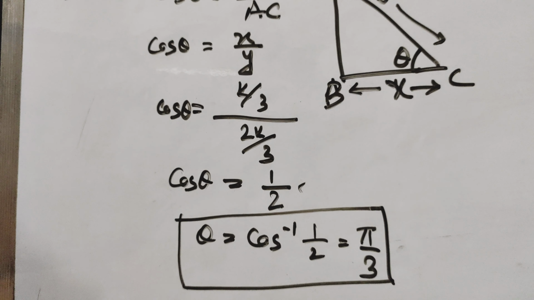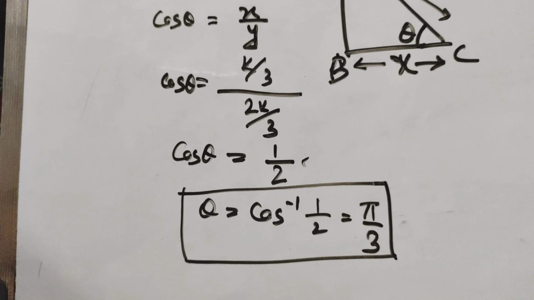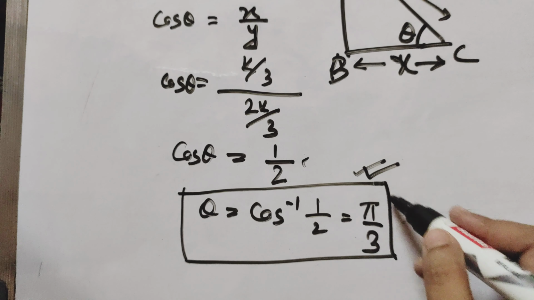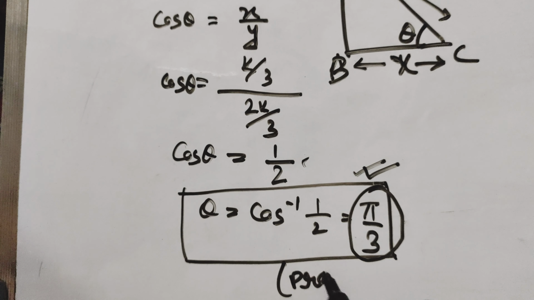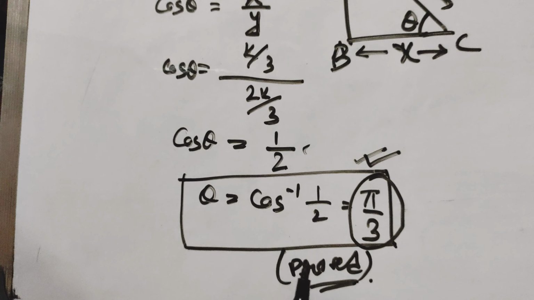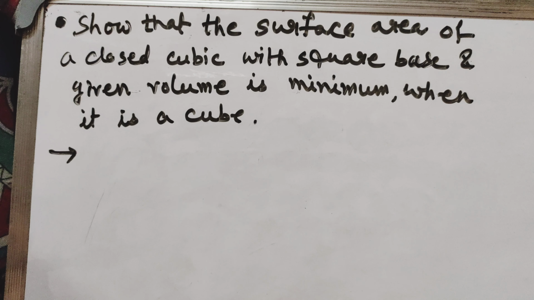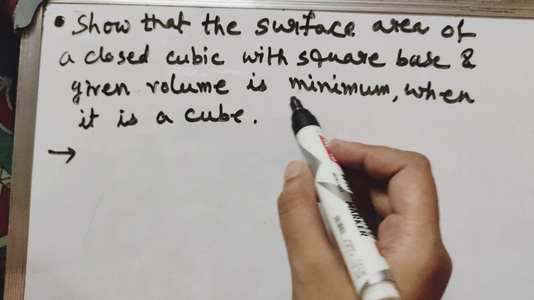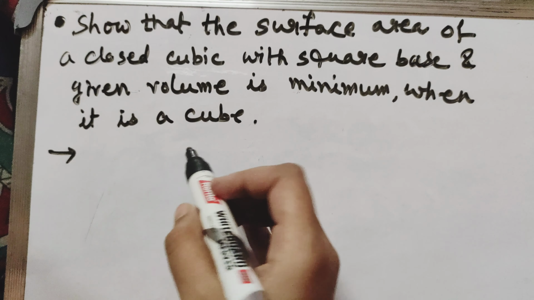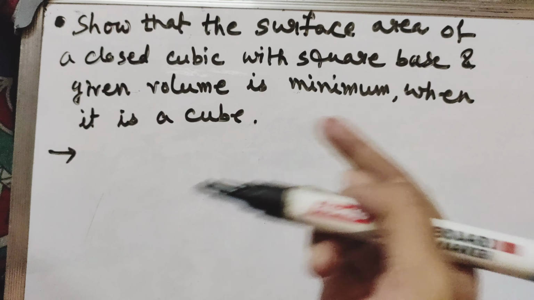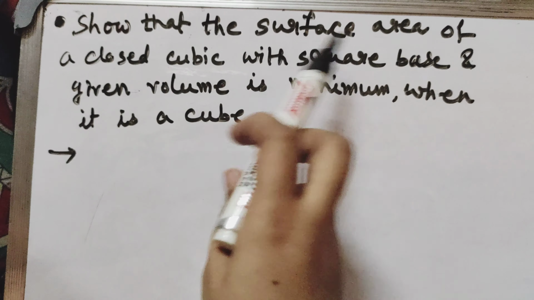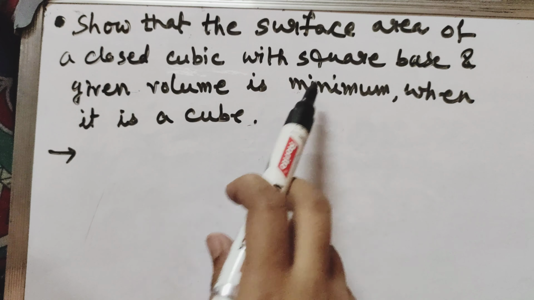So this completes our proof, that the area of the triangle is maximum when the angle between them is pi by 3. So proved. Okay, now we move forward to the next math. Our next problem is to prove that the surface area of a closed cuboid with square base and given volume is minimum when it is a cube, right?